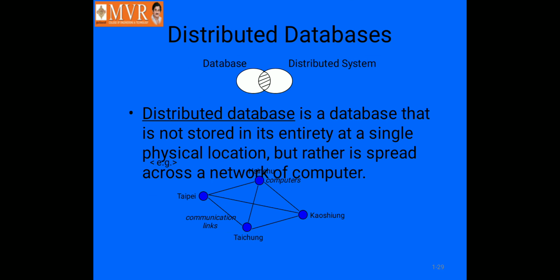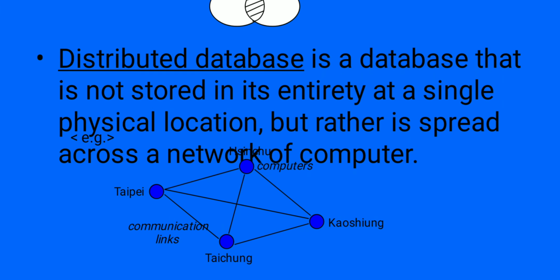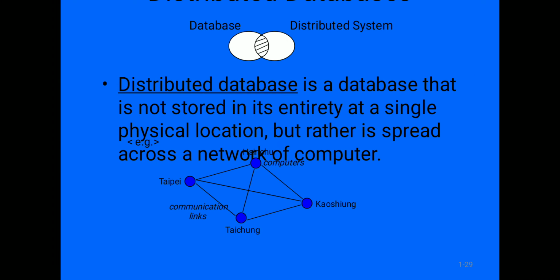Distributed databases. A distributed database is a database that is not stored in its entirety at a single physical location, but rather is spread across a network of computers. Distributed means sharing the information, some parts through the network. See here, we have four people who communicate. Each one has their individual data. Whenever required, they can share the information; that is called a distributed database.